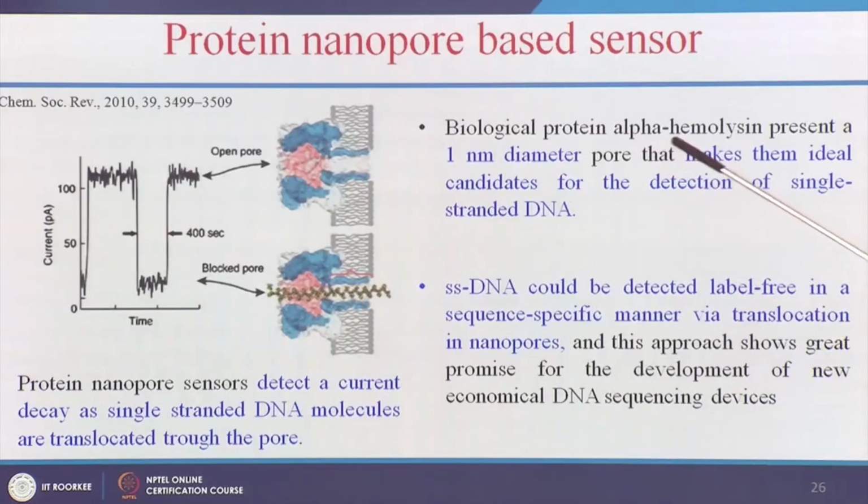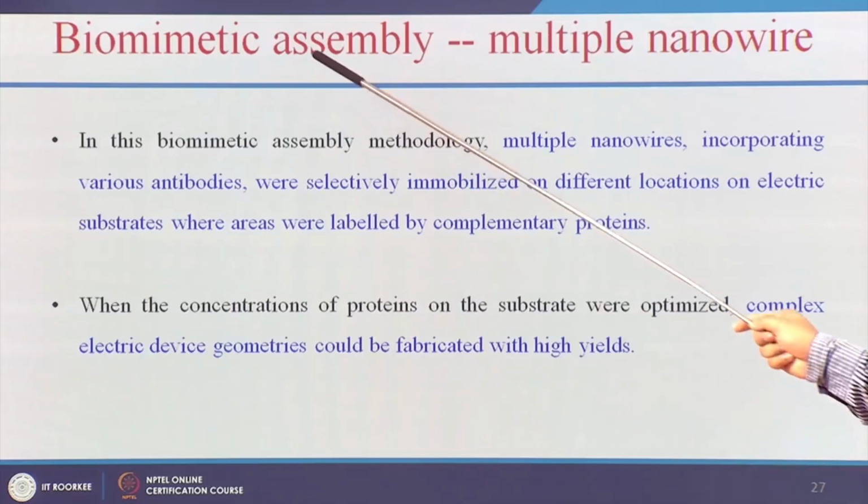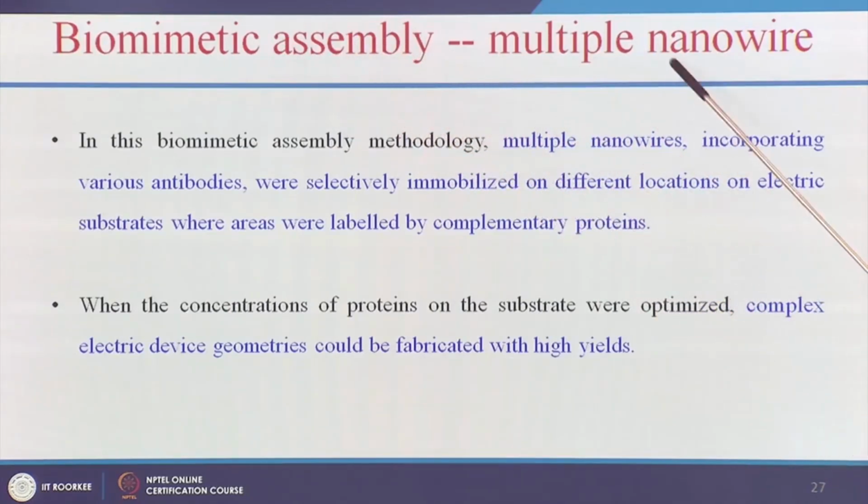Here we can use the biological protein alpha hemolysin, which presents a 1 nanometer diameter pore, making it an ideal candidate for the detection of single-stranded DNA. You can see this example here. This is your alpha hemolysin protein, which has a 1 nanometer diameter pore. We can pass single-stranded DNA through it, and when the DNA passes through this nanopore, there will be a decay in your current. That can be detected, and this approach shows great promise for the development of an economical DNA sequencing device.